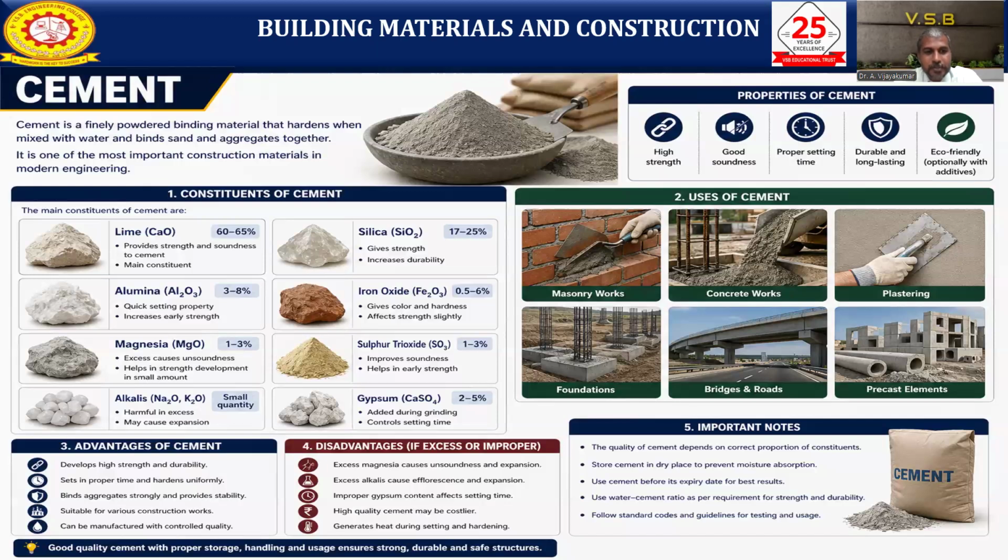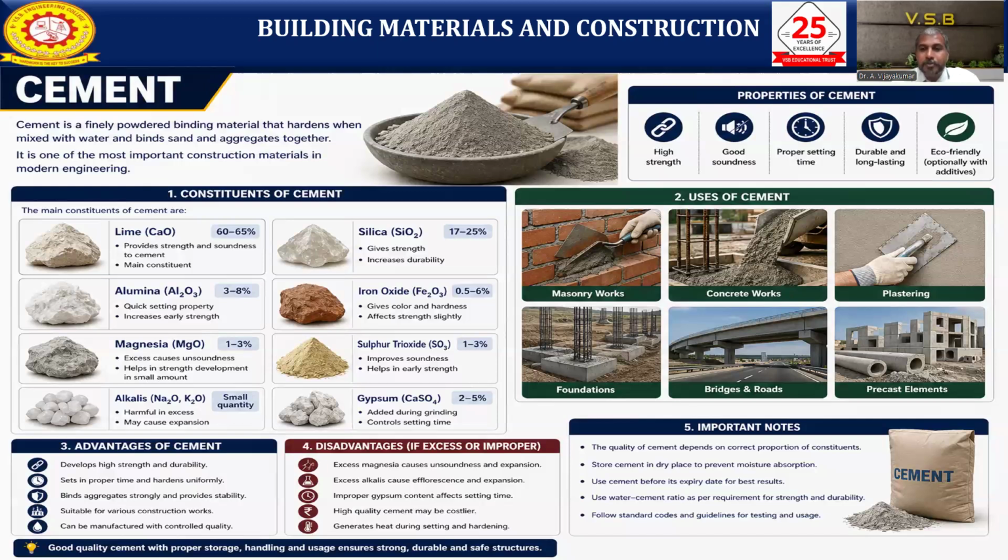It helps strength development when present in a small amount. And sulfur trioxide is 1 to 3 percent in our cement. We have a small quantity of sulfur trioxide, it improves the soundness and helps the early strength of the material. So alkalis, we have only a small quantity. Even a small quantity is harmful in excess, and may cause expansion during changes of the climate. So gypsum is an important ingredient of this cement to increase the setting time.